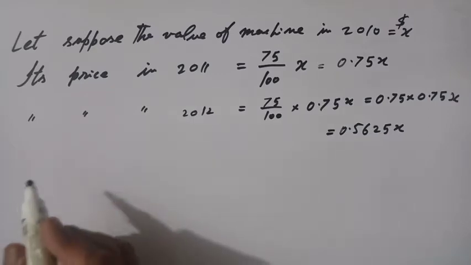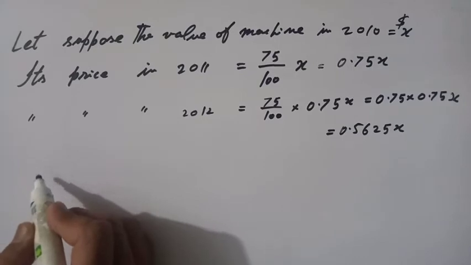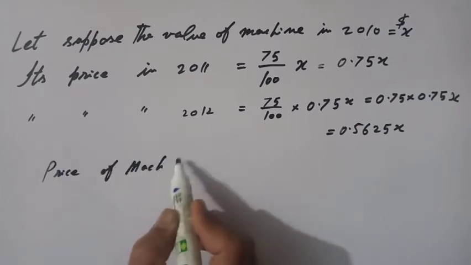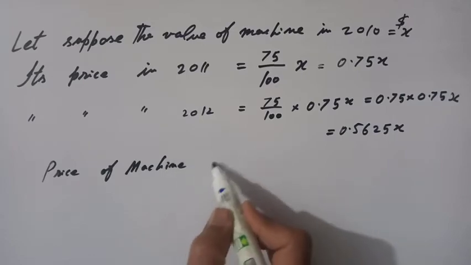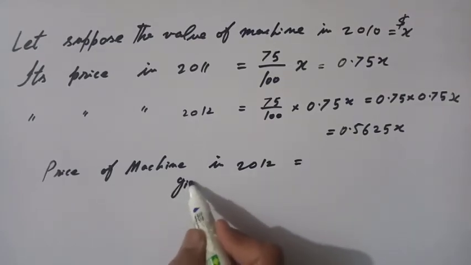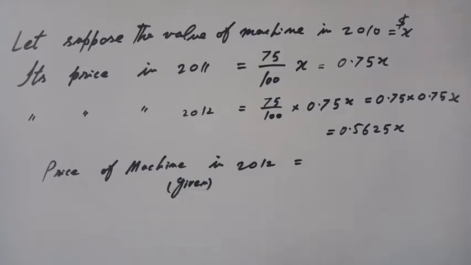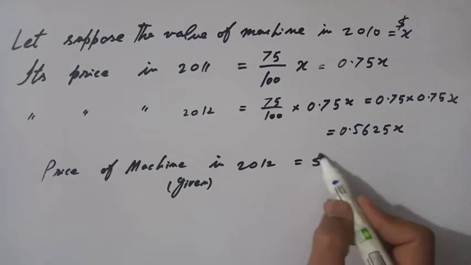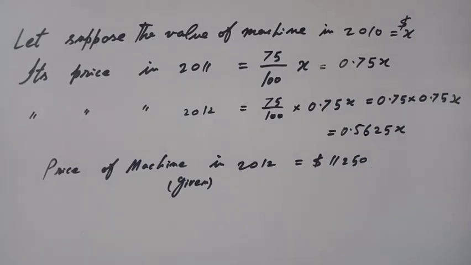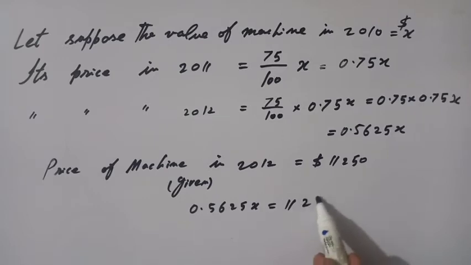$11,250. So price of machine in 2012 is, this one is given price, that is $11,250. Now comparing the right sides of these two statements, it would be 0.5625x equal to 11,250.